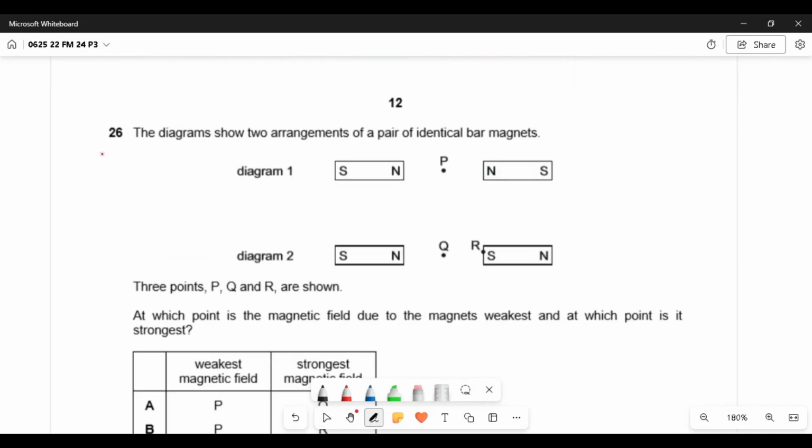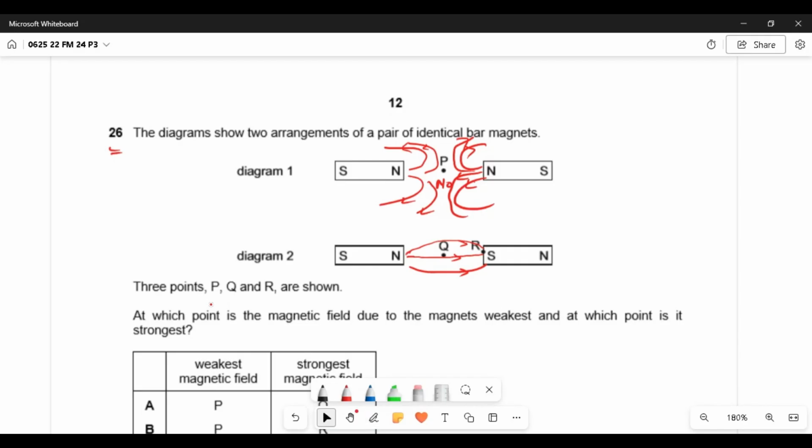Question 26. The diagram shows two arrangements of a pair of identical bar magnets. Diagram 1, there is a north pole and a north pole. So north pole and north pole has this kind of magnetic field because there is repulsion, no attraction. So this is a no field zone. P is having no field zone. But here we can see this is north to south. Field lines are from north to south.